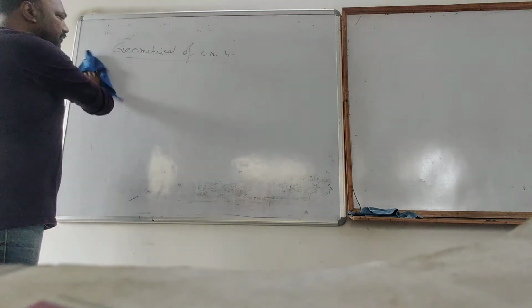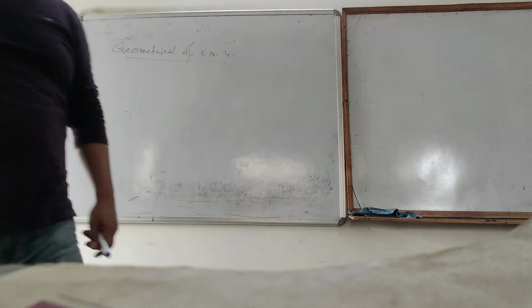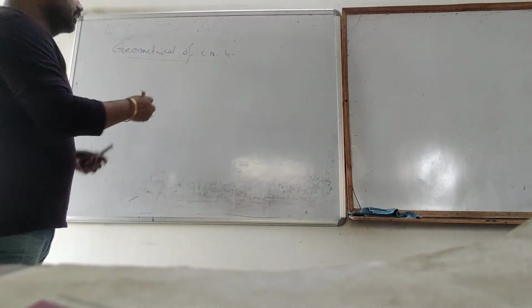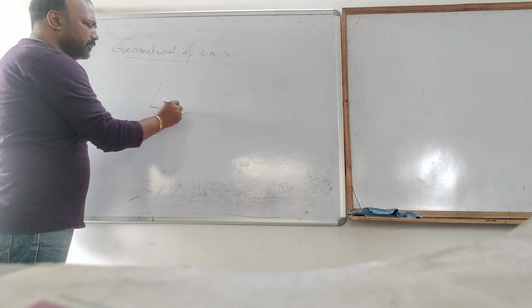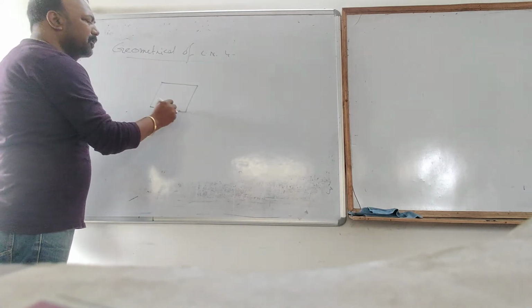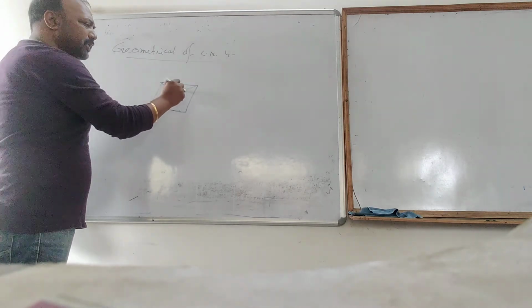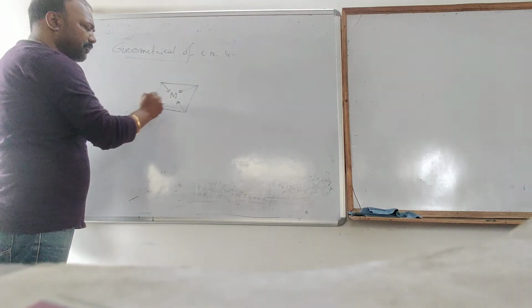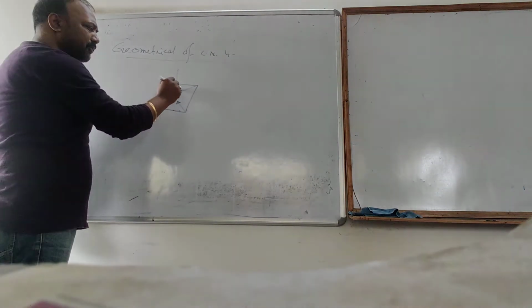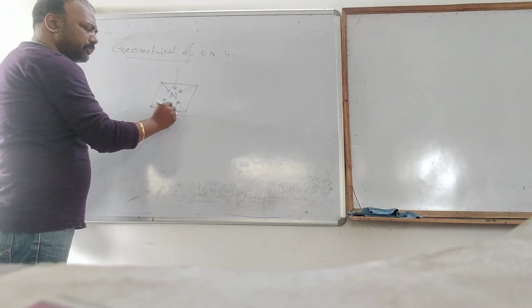Geometrical isomerism for coordination number 6. What is the shape of coordination number 6? The shape is octahedral. We know it, right? One ligand is coming from here, one from here, one from here, one from here, one from the top, and one from the bottom.